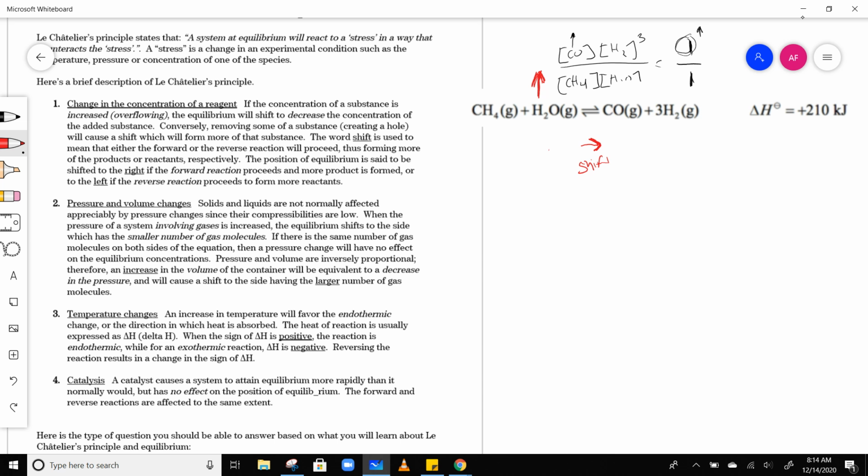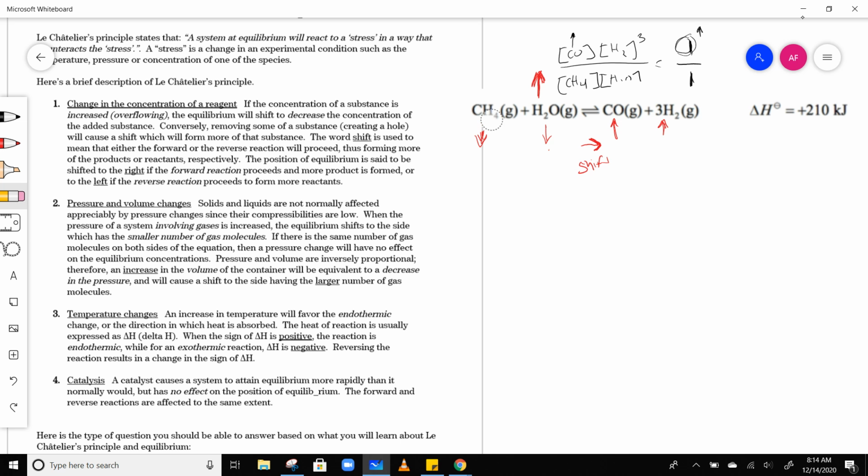Because now we have too much H2O, it's going to shift away from this reactant. It's going to go this way to the right. Therefore, CO is going to go up, H2 is going to go up, and then H2O is going to go down, and CH4 is going to go down. Okay. So the top arrows are the artificial changes, what we're putting in like H2O, and then how the equilibrium shifts is on the bottom here.